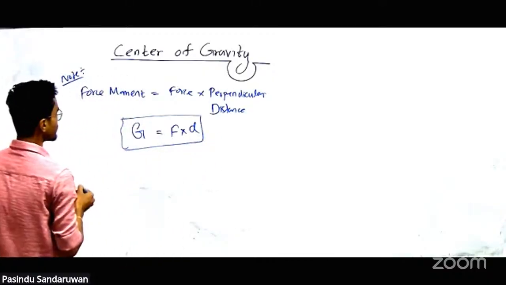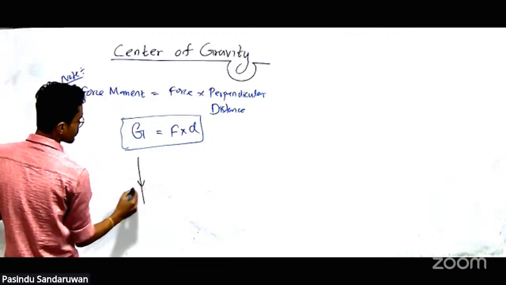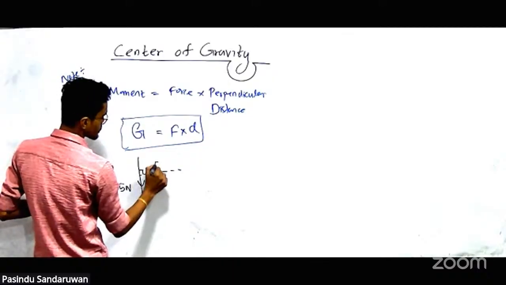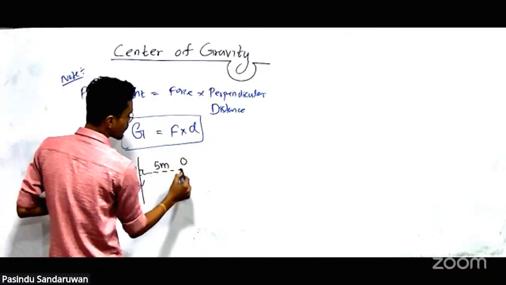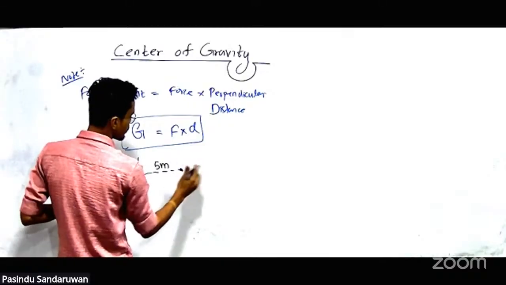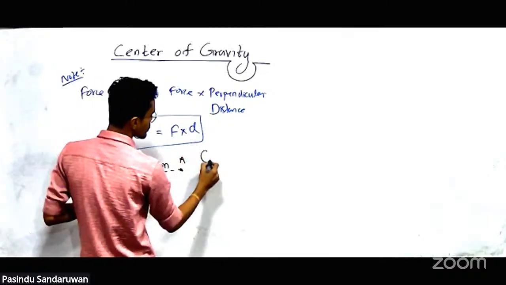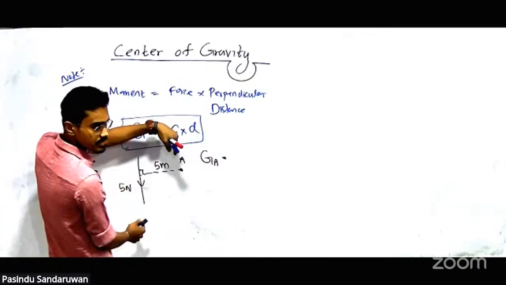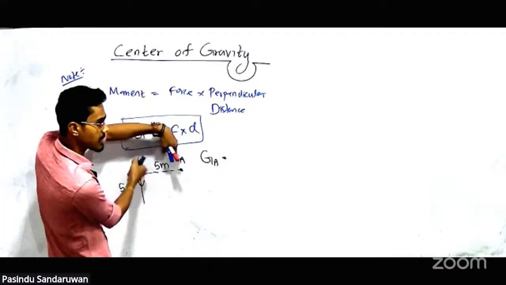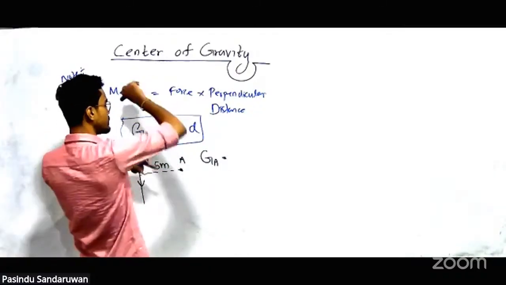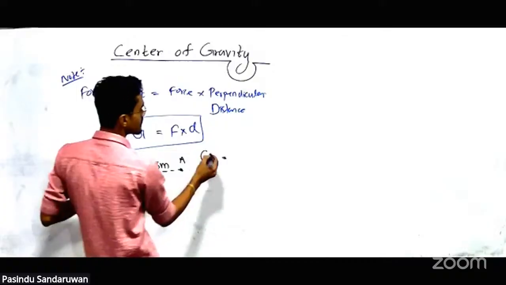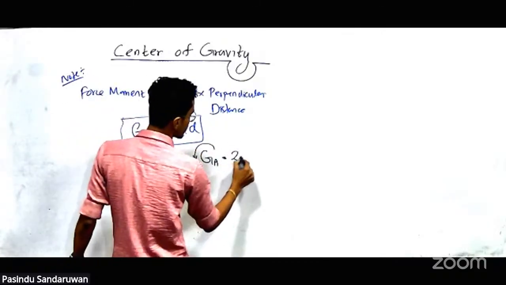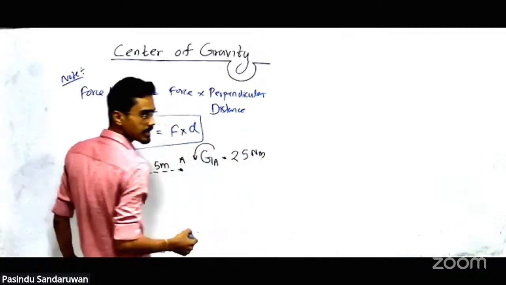Now, as an example, let's say this force is 5 newtons applied 5 meters from point A. Then the force moment about point A is G_A. The direction of the force moment is the direction of rotation. When this force is applied downwards, it rotates the object in the anti-clockwise direction. F into D, 5 into 5, is 25 newton meters.